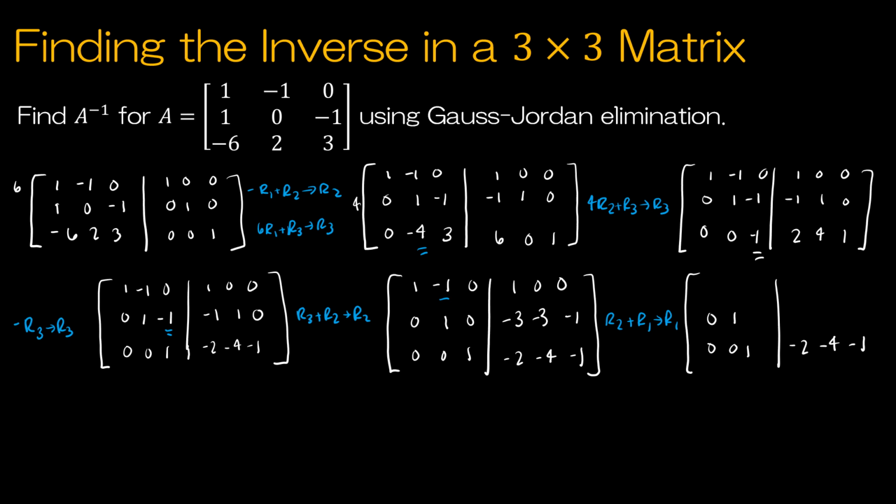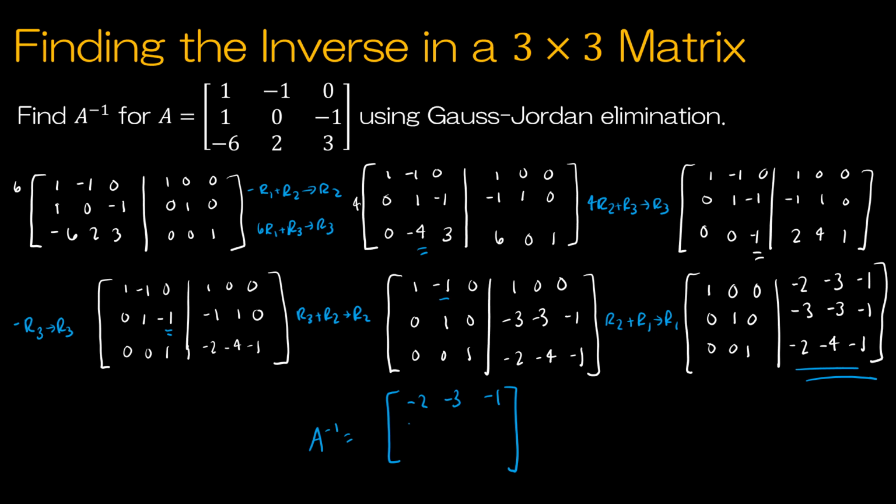Second row stays the same. And first row is row 2 plus row 1. So 1 plus 0 is 1. Negative 1 plus 1 is 0. 0 plus 0 is 0. 1 plus negative 3, negative 2. Negative 3, negative 1. So what is the inverse? A inverse should be negative 2, negative 3, negative 1. Negative 3, negative 3, negative 1, negative 2, negative 4, negative 1.